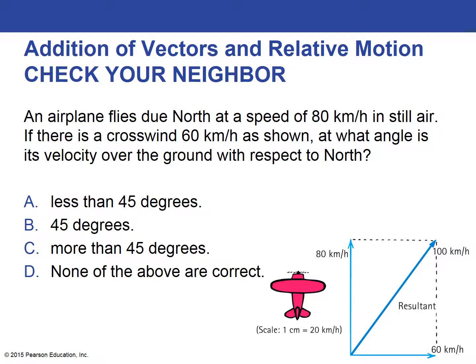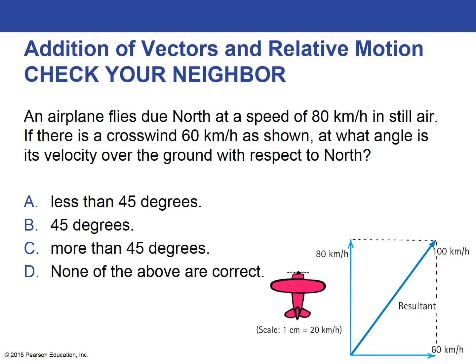If you think about this a little bit, basically what you should know is that if the length of the wind vector, the crosswind, is shorter than the length of the 80 kilometers per hour, then the angle is going to be less than 45 degrees. And if the crosswind is greater than, I'm sorry, greater than 80, which is the airplane speed, then the resultant vector will have an angle greater than 45 degrees from true north.